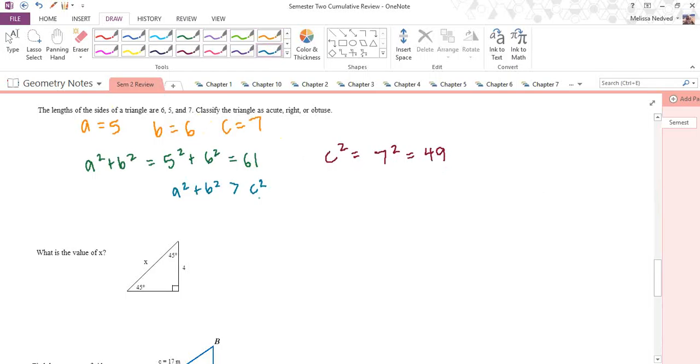Now we had a little table in our notes. If you need to refresh that to remember which is which, if A squared plus B squared is greater than C squared, that means our triangle is acute. All angles are less than 90 degrees. If A squared plus B squared equals C squared, we have a right triangle. And if A squared plus B squared is less than C squared, we have an obtuse triangle.